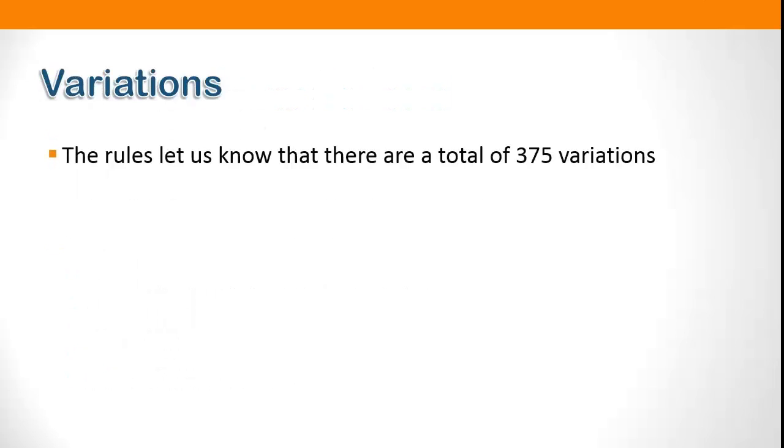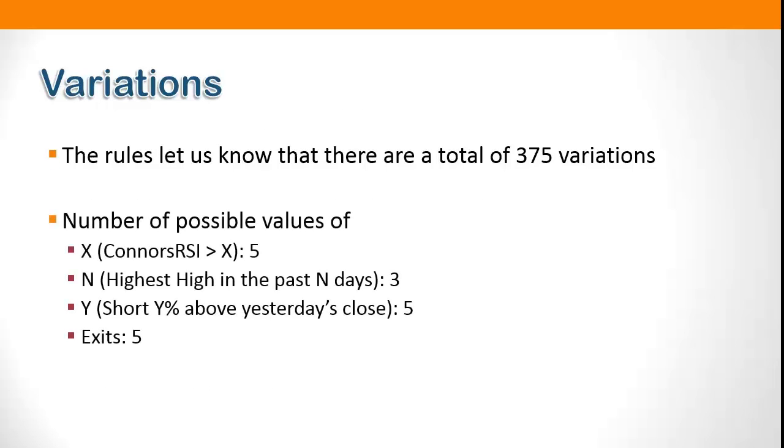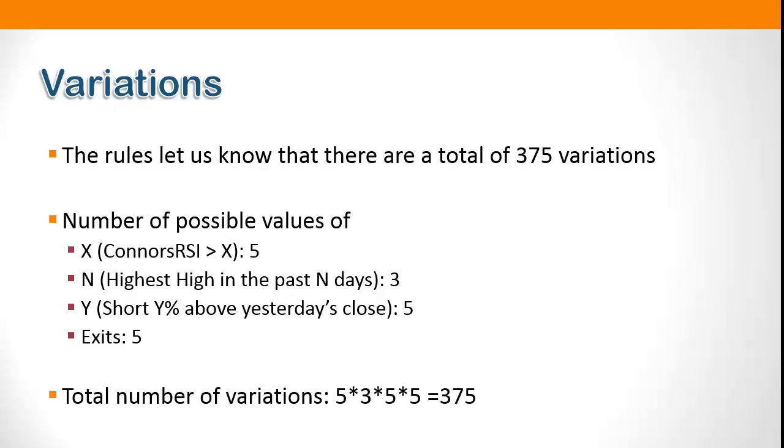Now, what does that all mean? When you put those values together, there are 375 different variations. That's because you've got the parameter x, where there are 5 possible values, the parameter n, where there are 3 possible values, and y, where there are 5 possible values, and there are 5 different exits. Multiply all those together, and you end up with a total of 375 variations. Just so you know, when you read that book, there are 375 variations.